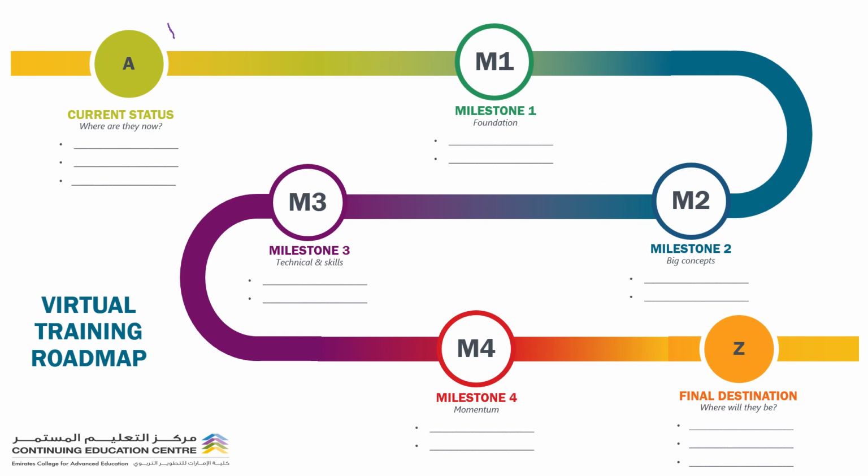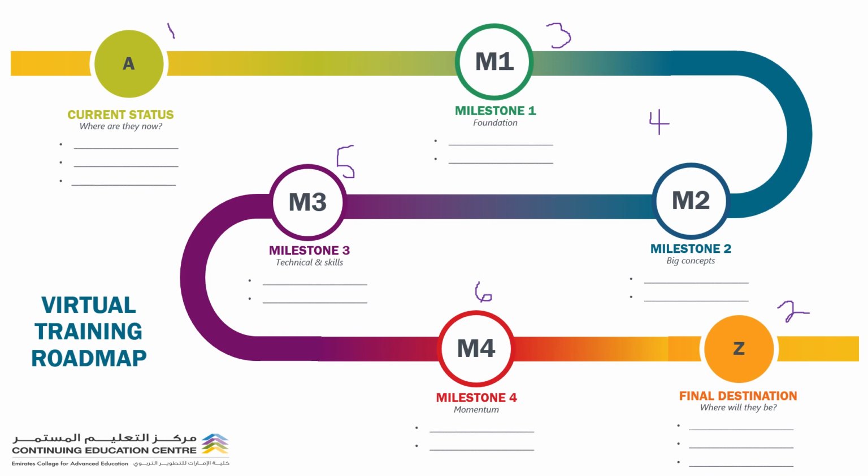That's number 1. So think about where your students are now. And then you're going to go to number 2, which is Z, that final destination. Where will they be when they're done? What is that transformation that they're going to have? And then I want you to start building in those milestones. Okay, so you have milestone 1, 2, 3, and 4. So this takes you to about 6 steps. So in 6 steps, you are going to build your virtual training roadmap.